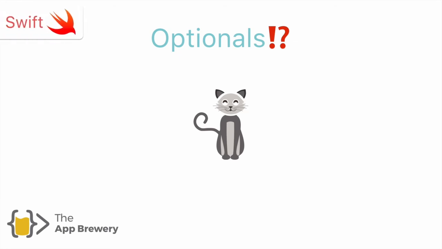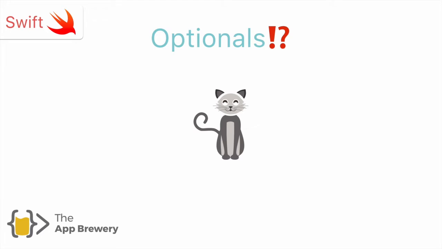In this episode, we're going to talk about optionals and what the heck are optionals. So we keep seeing these exclamation marks and question marks all over our code, especially when we find it from Stack Overflow or when we see it in the Swift documentation. Now, what exactly does it mean and how do we use it?